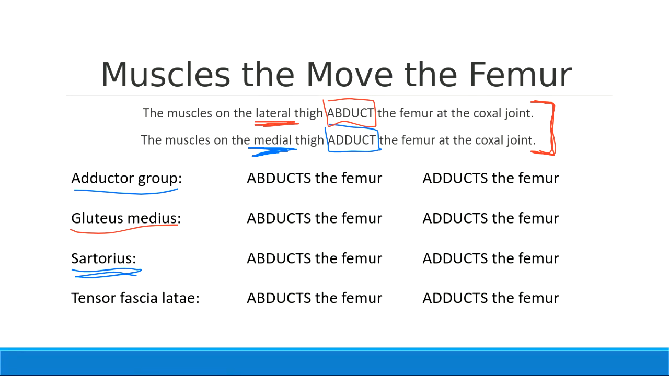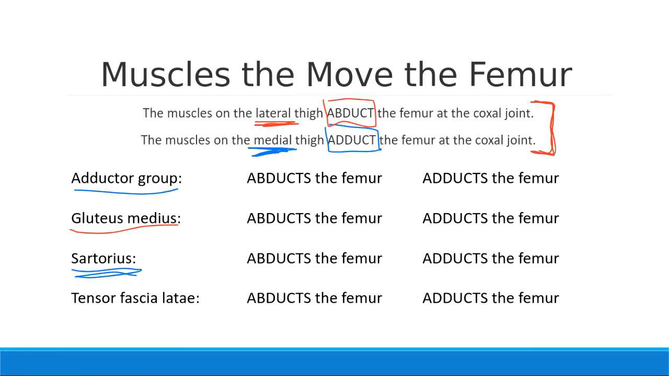And we didn't really talk about tensor fascia latae. I'll show that one off here. When I'm looking at my muscle man here, all this big white stuff that I see right here, this is what we call the fascia latae.